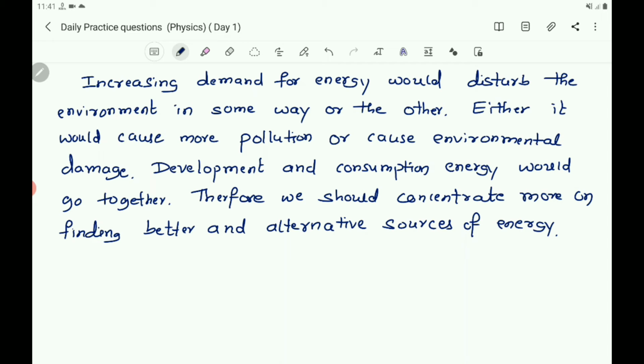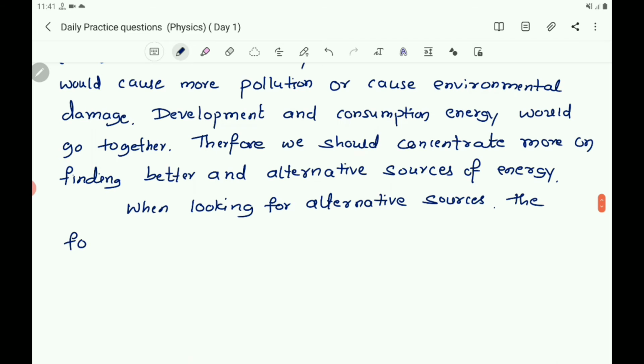When looking for alternative sources, the following points should be kept in mind.